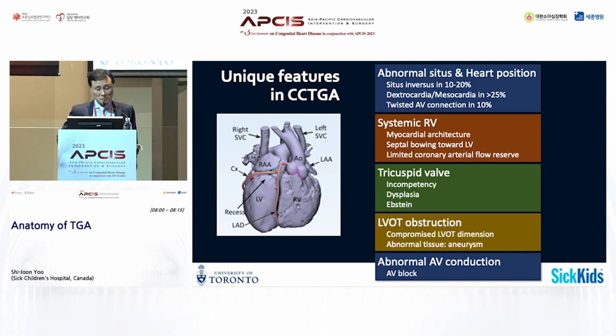Next, tricuspid valve incompetence, and then dysplasia and Ebstein's malformation. We all know that. And the left ventricle outflow tract obstruction. So the LVOT dimension is compromised because the right ventricle is the systemic ventricle, and then the left ventricle outflow tract is squashed. And then, interestingly, in CCTGA, you can have abnormal tissue hanging around in the LVOT and abnormal AV conduction.